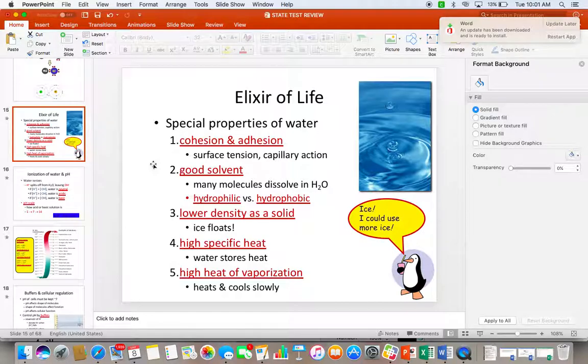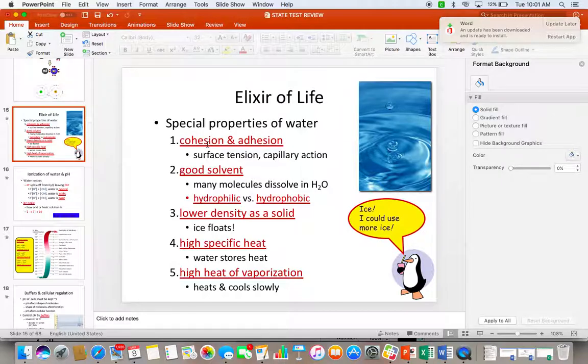Water transports things around a cell because the cytoplasm is made of water. So water's got some really unique properties that allow things to be alive, really. When we look at those properties, the number one property is polarity, and that means that water has a positive end and a negative end. The end where the hydrogens are is positive, and the end where the oxygen is is negative.